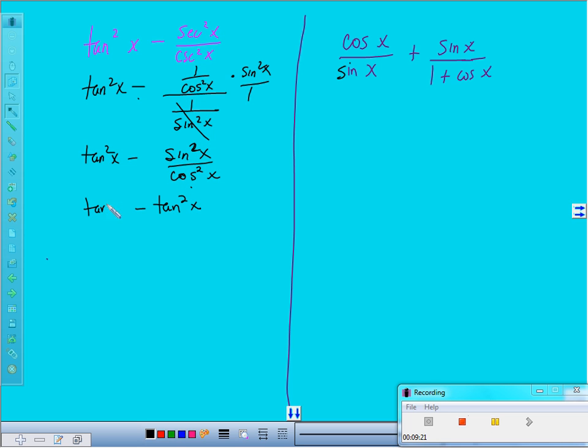So you've actually figured out that you have tangent squared minus tangent squared. Anything minus itself is 0. Are we having fun yet? Solving these is like solving a great puzzle. You just have to stick with it.